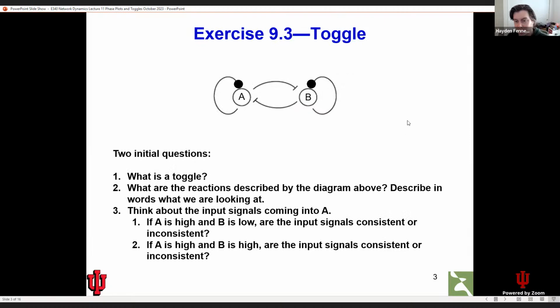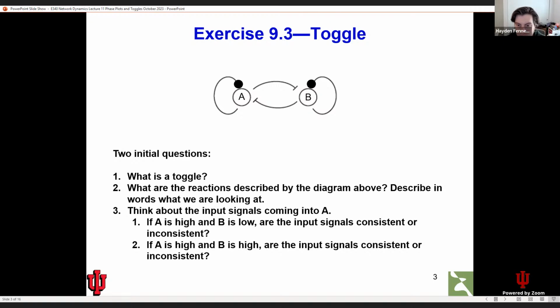So we thought we would start off today just by revisiting the idea of the toggle system. So just to warm up a little bit, get people thinking, we have some initial questions about the toggle. So go ahead and feel free to read through these. The first is just, what is it? What are we looking at here?